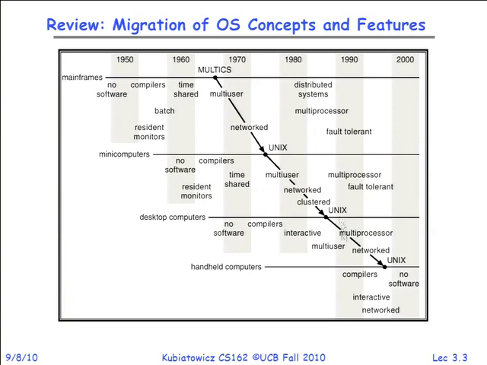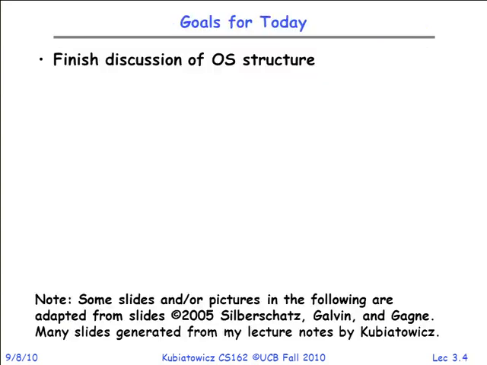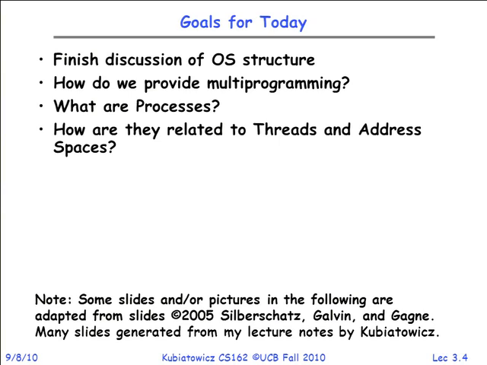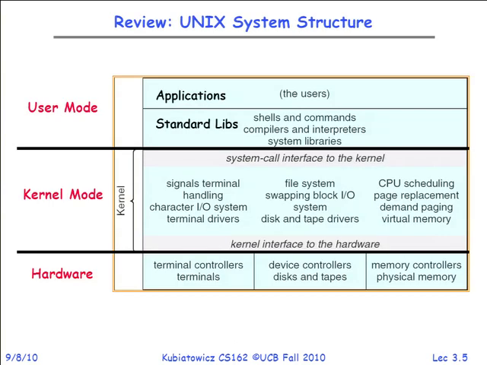So today, we got cut off at the very end talking about OS structures, so I want to spend a little time finishing that discussion. And then we're going to start talking about how to provide multi-programming. For the first half of this class, we're going to assume that we only have one CPU. I know I told you a lot about multicore at the beginning of the class, but we're going to start by dealing with one CPU. We're going to talk about what processes are, what threads are, and address spaces. These are terms that we'll have for the rest of the term.